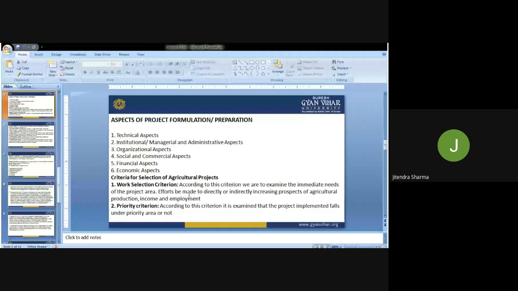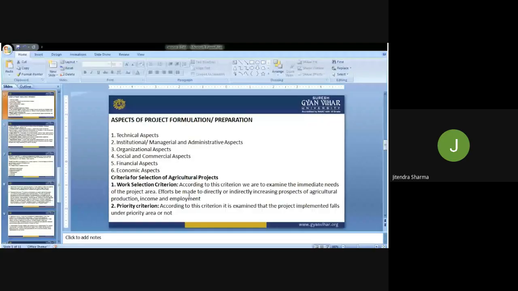Then we have the economic aspect, which is very important: economically, whether this project is feasible or not. If economically the project is not feasible, then why are we unnecessarily wasting our time in formulating that kind of project? If the project is economically viable, only then will we formulate it, and we have to assess this very critically. For that, we have to assess discounting and compounding properly.